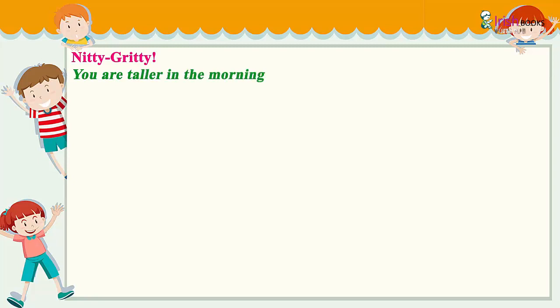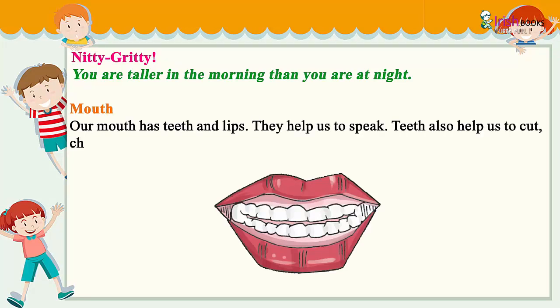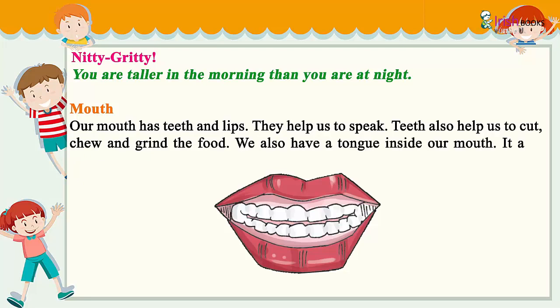Mouth. Our mouth has teeth and lips. They help us to speak. Teeth also help us to cut, chew, and grind the food. We also have a tongue inside our mouth. It also helps us to speak.